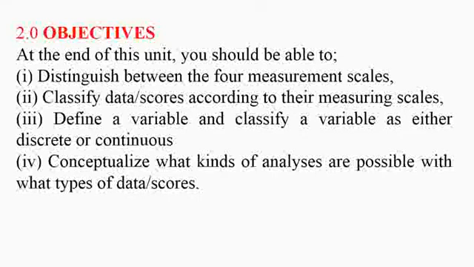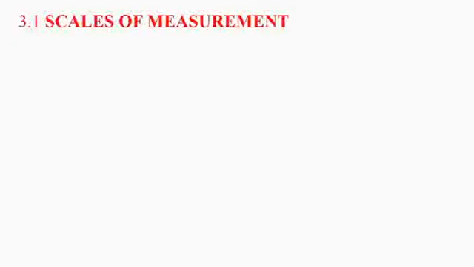In the course material, we have these objectives outlined. At the end of this unit, you should be able to distinguish between the 4 measurement scales, to classify data scores according to their measuring scales, to define a variable and classify a variable as either discrete or continuous, which we're going to do in this discourse, and to conceptualize what kinds of analysis are possible with what types of data scores. Here we start the discussion proper.